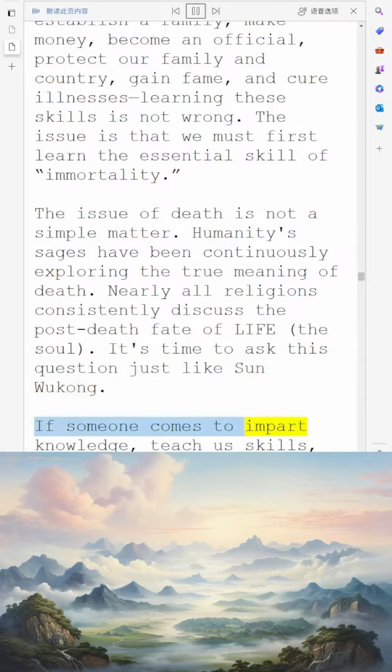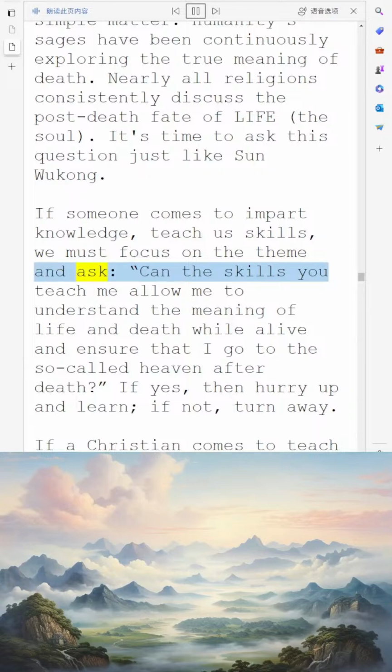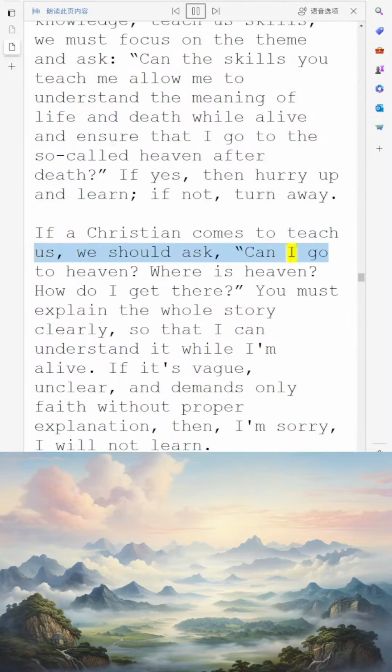If someone comes to impart knowledge, teach us skills, we must focus on the theme and ask, can the skills you teach me allow me to understand the meaning of life and death while alive and ensure that I go to the so-called heaven after death? If yes, then hurry up and learn. If not, turn away.